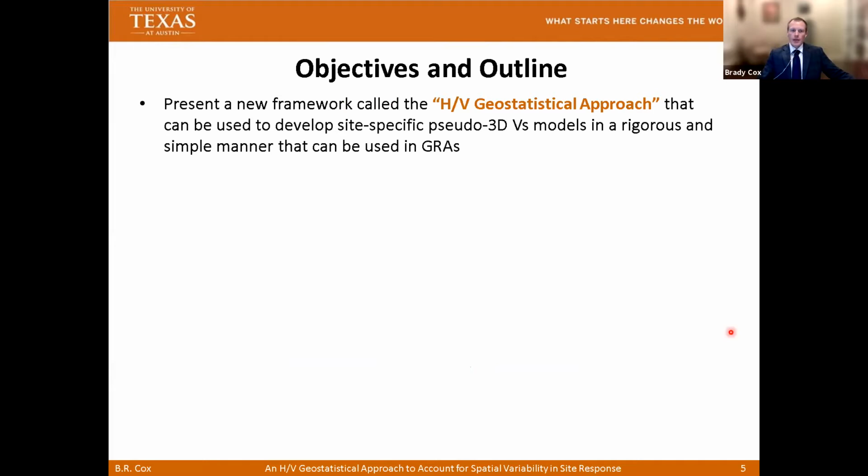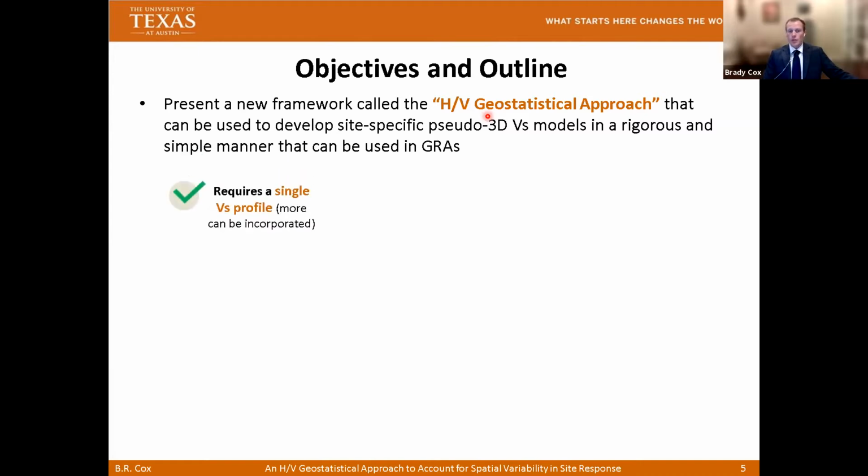Today I'm going to talk about a new framework that we call the H/V geostatistical approach. We can use this approach to develop site-specific 3D VS models. We call them pseudo 3D VS models, and I'll show you why later. But it's really a rapid technique that can be performed very cost effectively, that will allow us to incorporate spatial variability on a site-specific scale to be used in ground response studies.